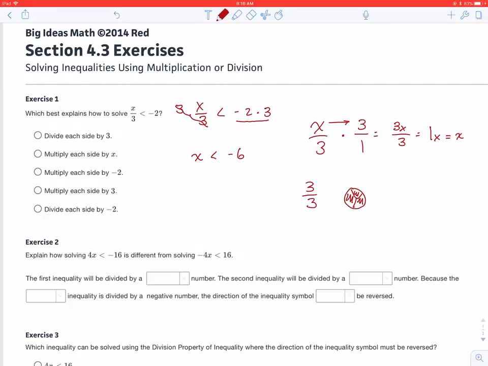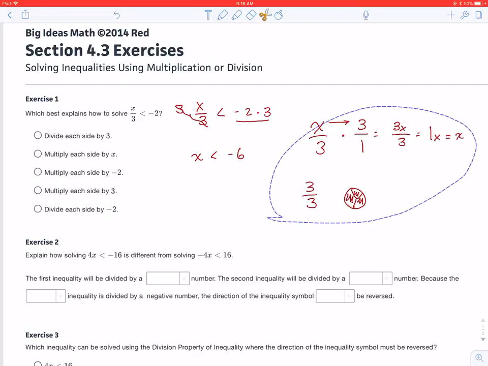Negative 2 times 3 is going to be a negative 6. And so that is how we determine our solution. This was a division problem originally, and whenever we have a division problem, we use multiplication to solve it. Whenever we have a multiplication problem, like we will in some different examples, we're going to use division to solve it.